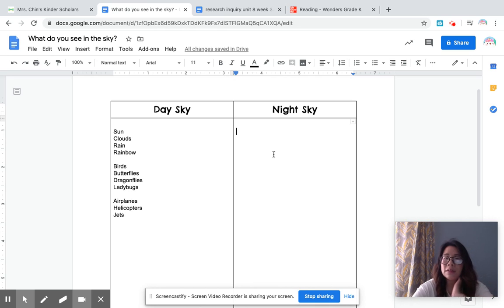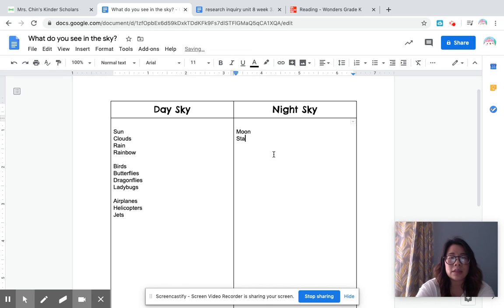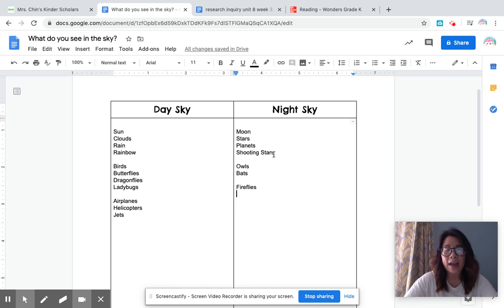All right, now let's think of some things that we saw from the video or what you learned this week about the night sky. Well, from the night sky, we can see the moon, we can see stars, we can see planets, we can see shooting stars. Sometimes they're called falling stars as well. And we talked about different animals that we can see in the night sky, like owls or bats. And then different bugs that we can see in the night sky are called fireflies. Have you heard of that before? Sometimes they're called lightning bugs because their bodies can light up and you can see them from afar at night.